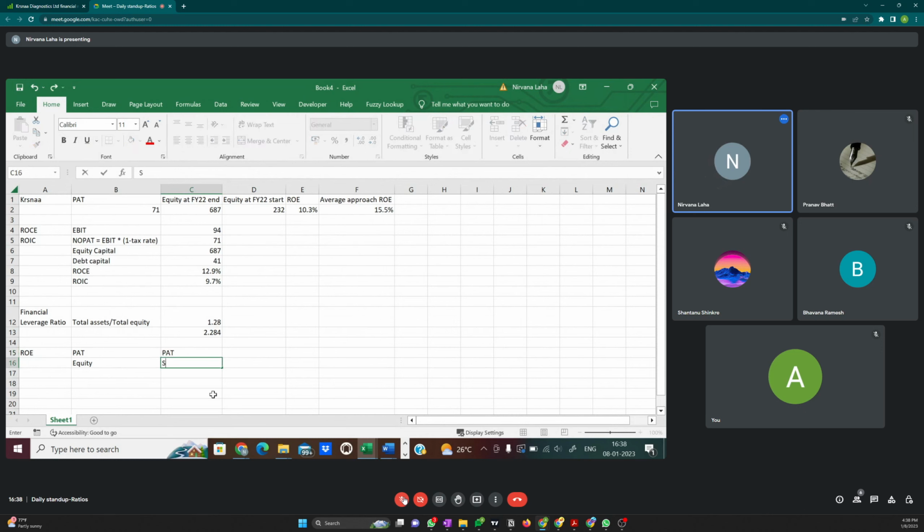This same thing can be broken down into these three ratios. First is PAT by sales, then sales by assets, and then assets by equity. So sales in the numerator cancels out with sales in the denominator, assets in the numerator cancels out with assets in the denominator, and you're left with the same ROE formula, PAT divided by equity. Is this clear, guys, that you can break down the ROE ratio into a product of these three ratios?